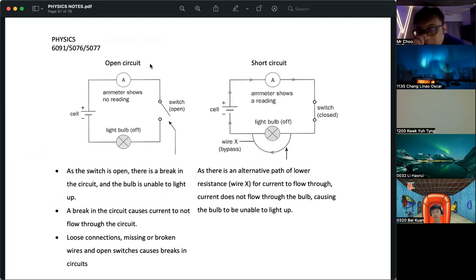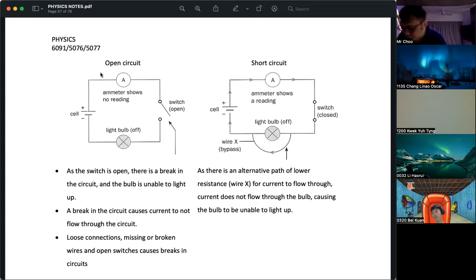An open circuit is where current will not flow through the circuit itself, whereas in a closed circuit, the current can actually flow through. Can you see over here on the right side, there's a plus and a minus. Sorry, this is not a closed circuit, it is a short circuit. So an open circuit is where a current doesn't flow through.